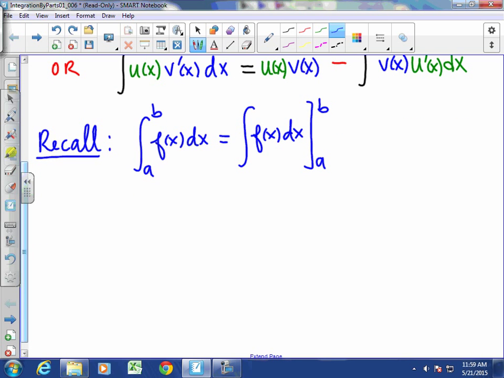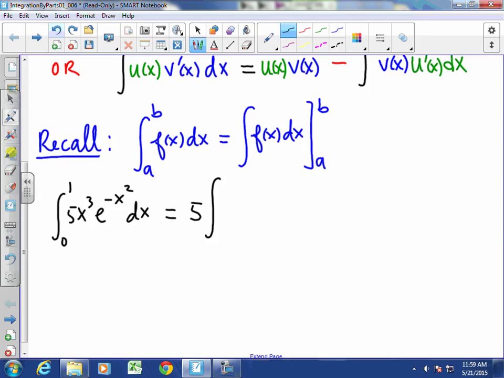This said, the integral from 0 to 1 of 5x cubed e to the negative x squared dx. We can move the 5 out and then find the indefinite integral of x cubed e to the negative x squared dx, and evaluate it at 0 and 1 and take the difference.